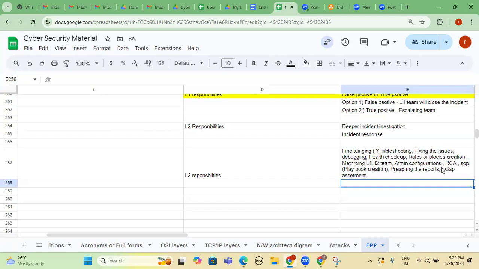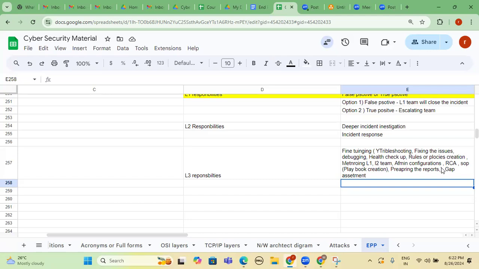One more thing. You said SOP is a playbook, right? And what about the runbook? SOP, playbook, runbook, all three are the same. There is no difference at all. Previously we used to call it SOP. It's a standard operating procedure document. It is a step-by-step process: whenever any security incident is received, what the L1 team has to do, what the L2 team has to do, and what the L3 team has to do.